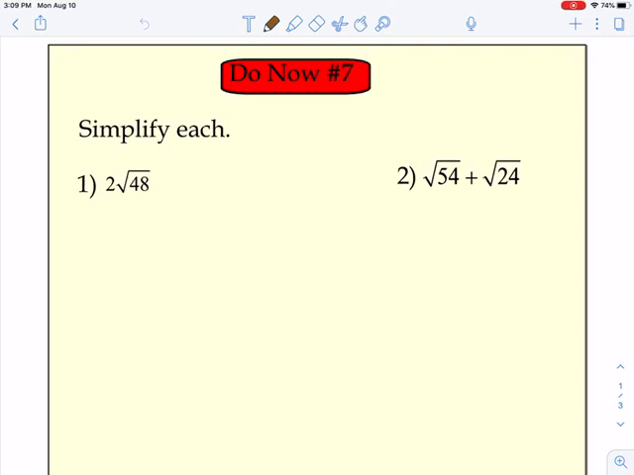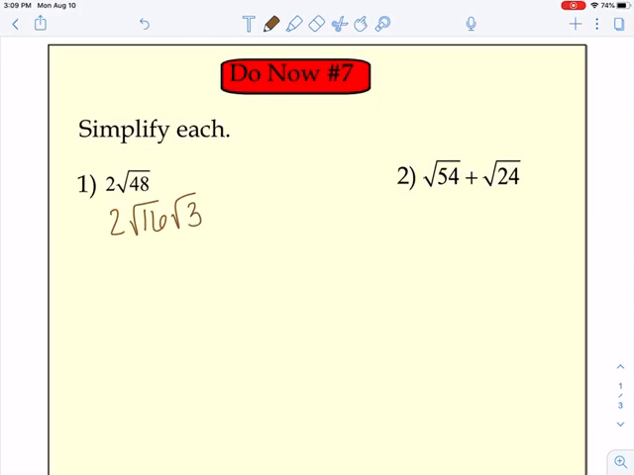Okay, for do now number 7, we're going to review simplifying radicals and adding radicals. So first, let's do number 1, 2 radical 48. Again, when you're simplifying a radical, you're looking for the biggest perfect square that's a factor of that number. So the biggest perfect square that's a factor of 48 is 16. So I'll do 2 times radical 16. And again, if you do 48 divided by 16, you're going to get an answer of 3.